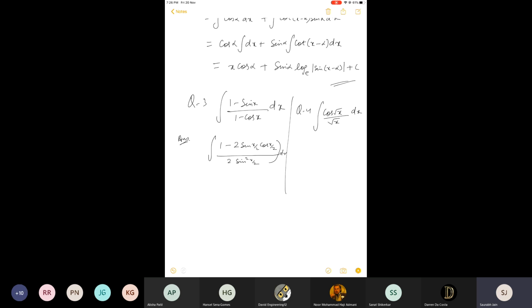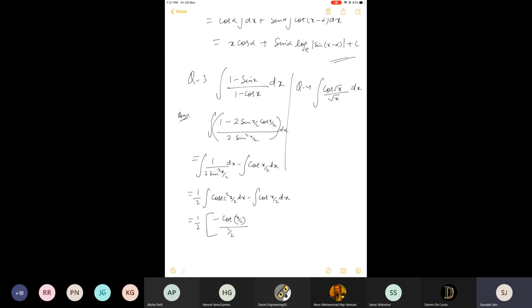We can split this and we'll get the answer in the next step. Split this, you will get 1 by 2 sin square(x by 2). In the next one, you will get cot(x by 2). You will take 1 by 2 outside. Integration of 1 by sin square will give cosec square. This is integration of cot(x by 2). Now, integration of cosec square is minus cot. And the important thing is the coefficient of x is half, so it will be divided by half.